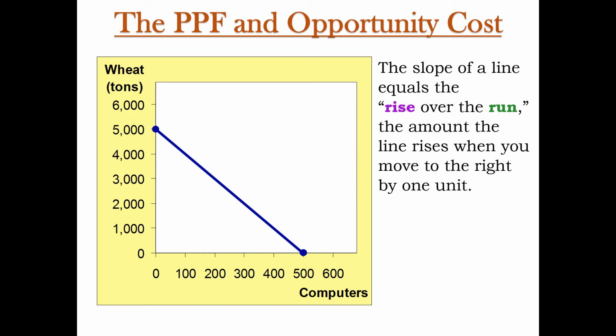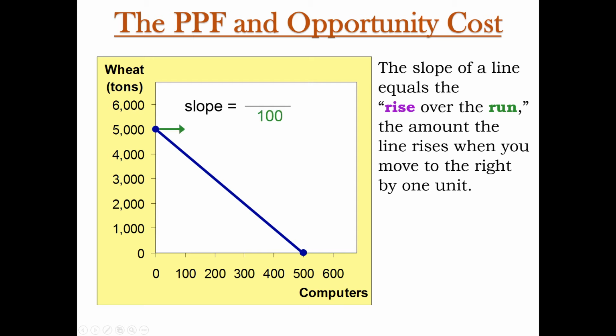Now, you'll remember from middle school that the slope of a line equals the rise over the run, as we move from one point to another. So let's look at our production possibilities curve right now. Because this is a linear line, it will have a constant slope. Well, what is that slope? You can probably identify it just by looking at it, but let's break it down.